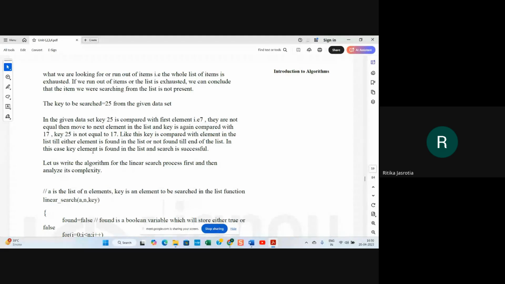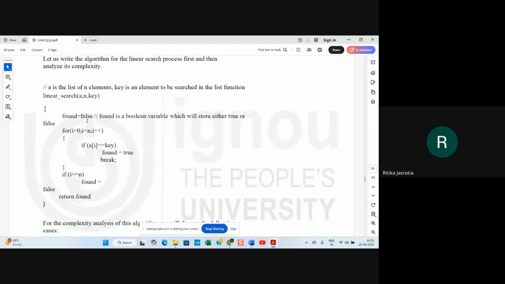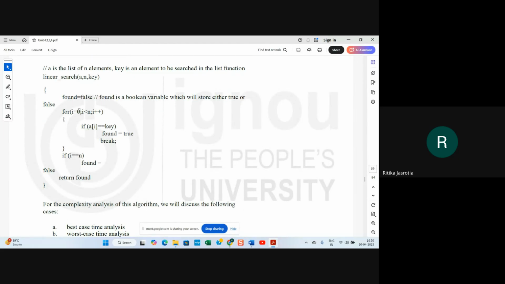In case the key element is found in the list and the search is successful, they have given you this algorithm here: linear search, a comma n comma key. So found is equal to false. First we are taking a boolean variable, so we are keeping it as false first. For i equal to 0, i less than n, i plus plus: if a[i] is equal to key, found is equal to true and we break. If it is not found, we will go to the next index and compare it, next index and compare it.